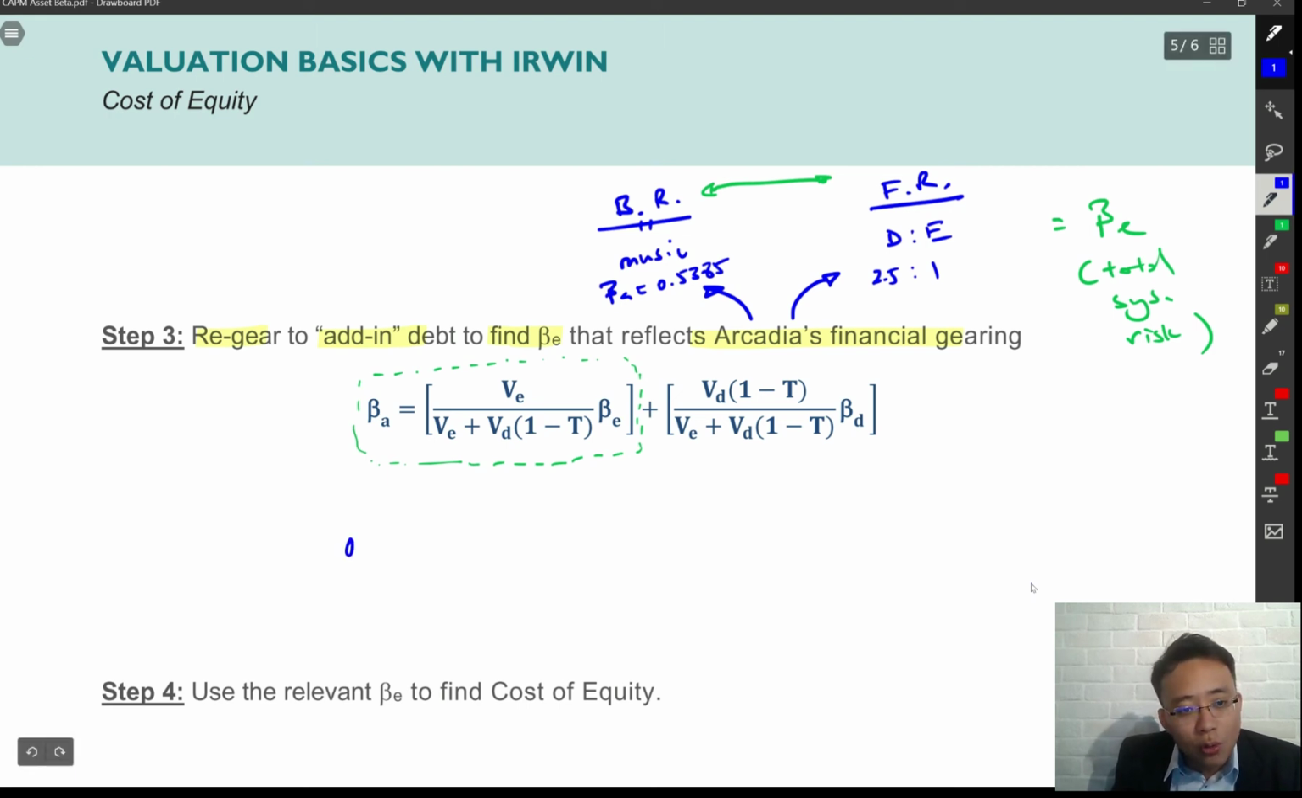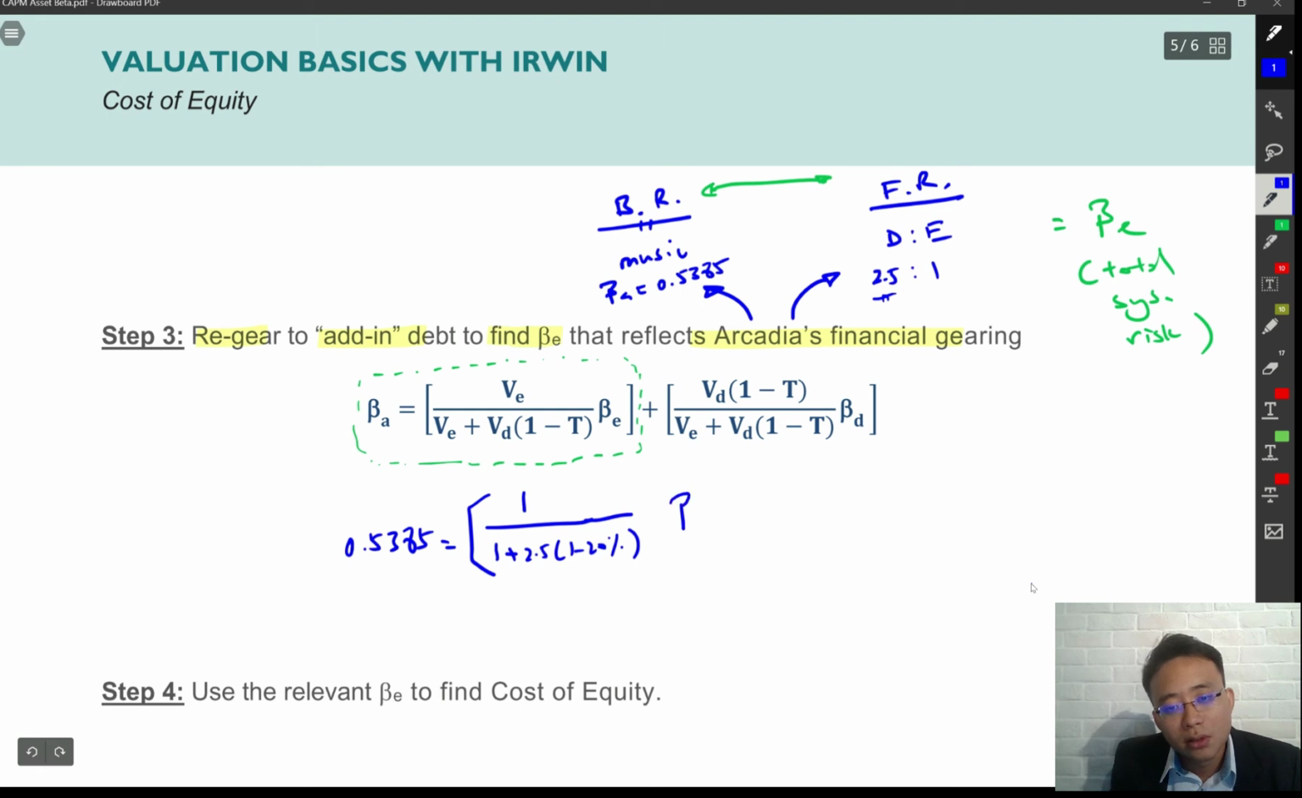Beta asset, I know my beta asset is 0.5385, equal to, now lay out his body. What is the value of equity? 1. What is the value of debt? 2.5. Yeah, there is a ratio. What is your tax? 1 minus 20%. Now, in here stands our dear beta equity. I now have to solve the equation and find what beta equity equals. So give me some time for that.